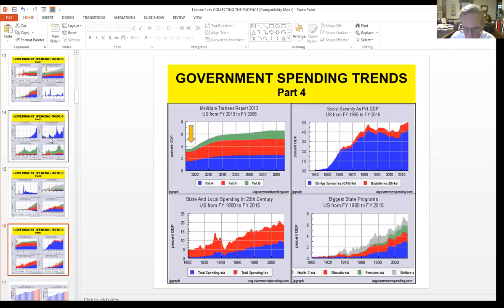Here we have some forecasts in the upper left-hand corner. The yellow arrow points to where we are now. And if you just take a look at where we are now and compare it to 2030, what you can see is that we're in for some very rapid increases in Medicare spending over the next decade and further. And that's because why? It's a very logical thing. More people are retiring. They don't work and they need health care insurance, and the government provides it.